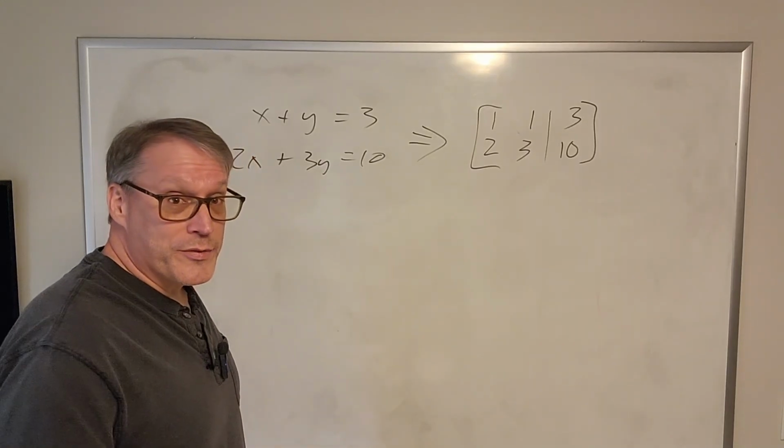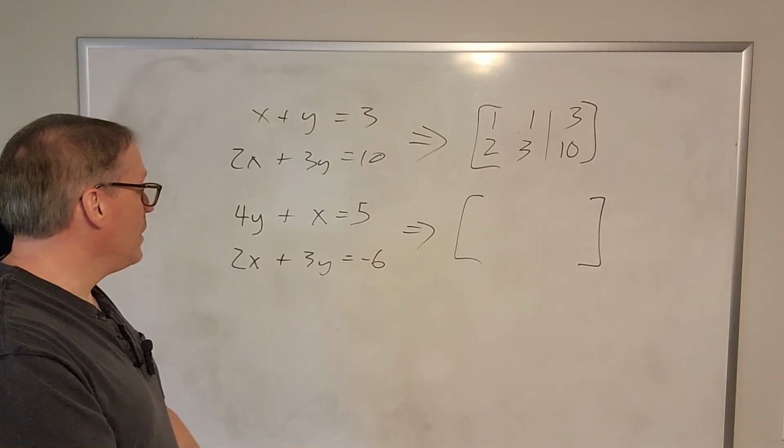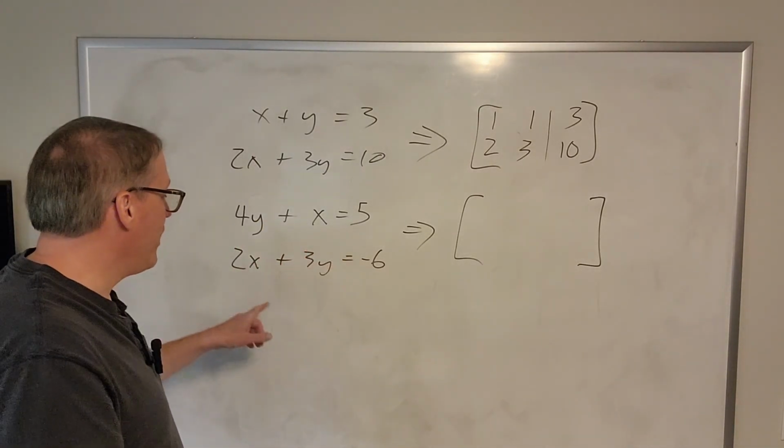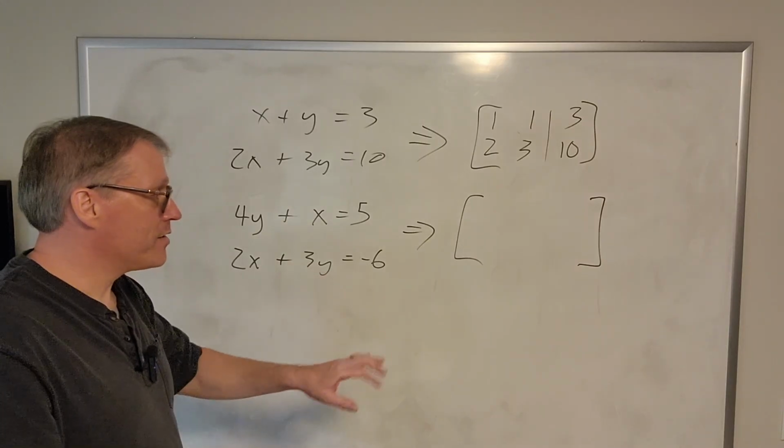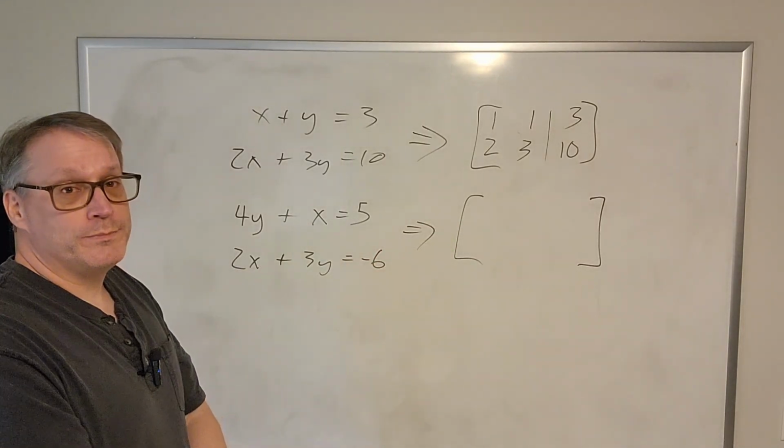So let's have you do a couple of examples. All right, here's one for you. 4y plus x equals 5, 2x plus 3y equals minus 6. What would that be in matrix form?